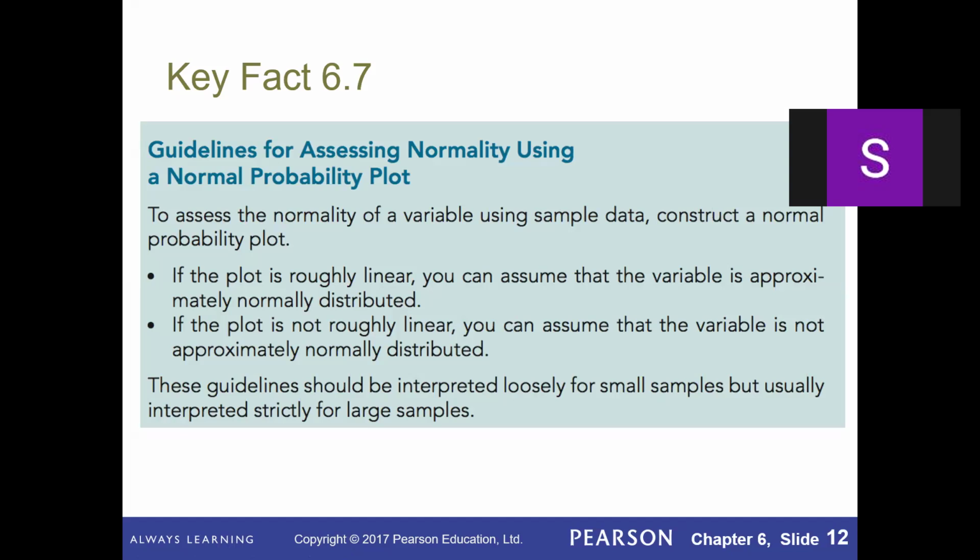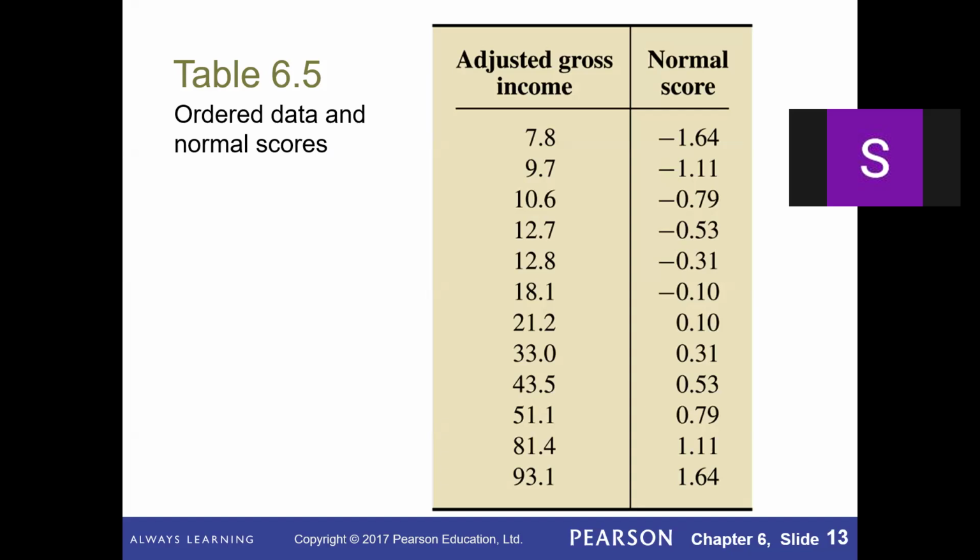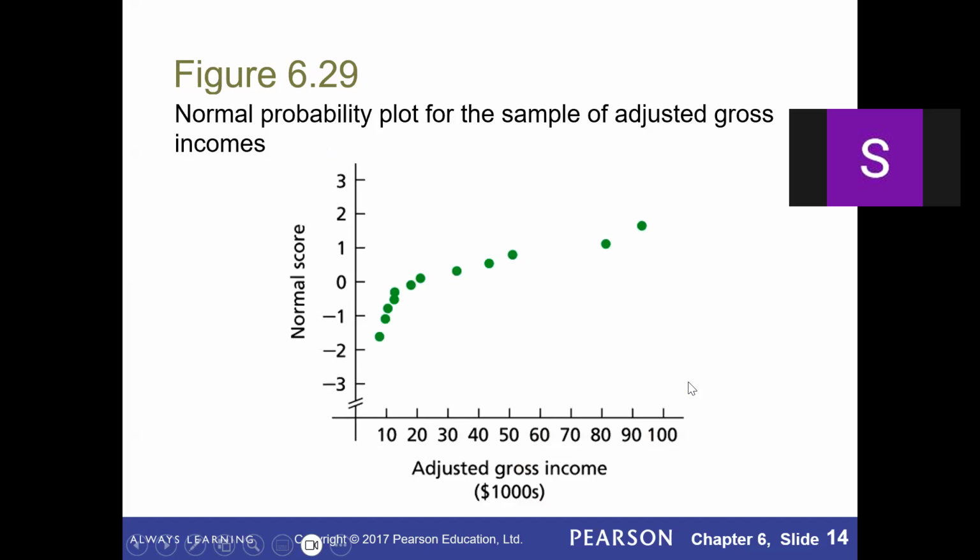To check whether a certain distribution follows a normal distribution, we use a normal probability plot. If the normal probability plot is roughly linear, we can assume that the variable is approximately normal. This table shows the normal scores for different values of the distribution. When we plot these normal scores, we can get the idea that if it is roughly linear, then the distribution we have follows the normal distribution.